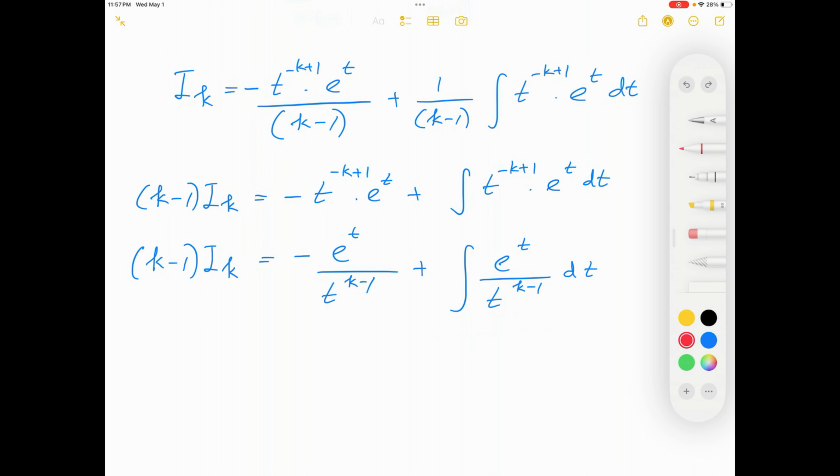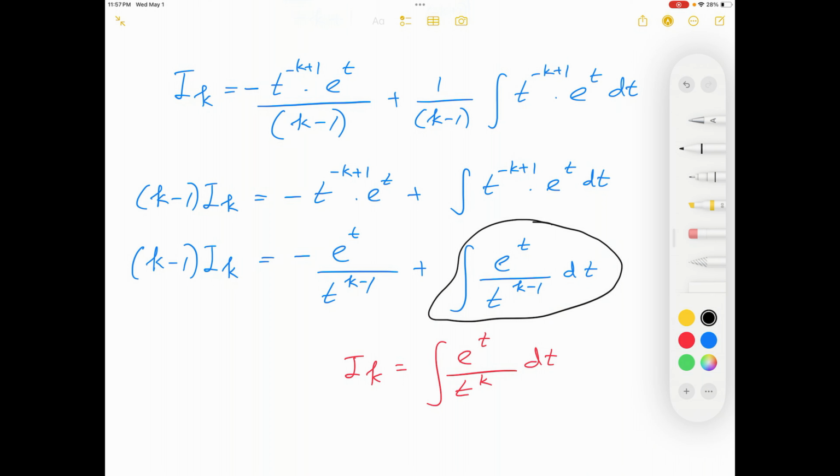Alright, now what I'm going to do next is I need to identify this term right here. If you look at the definition of I sub k, it was defined as I sub k equals integral e to the t divided by t raised to the k dt. According to that definition, this integral right here should be I sub k minus 1. Alright, now I can subtract I sub k minus 1 from both sides.